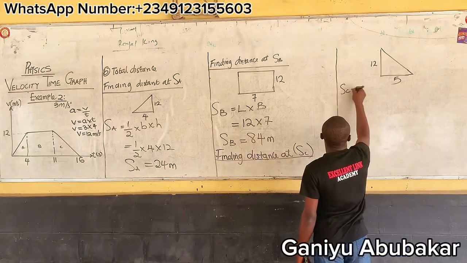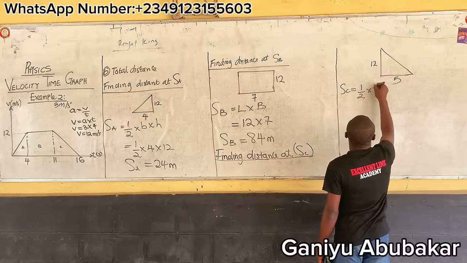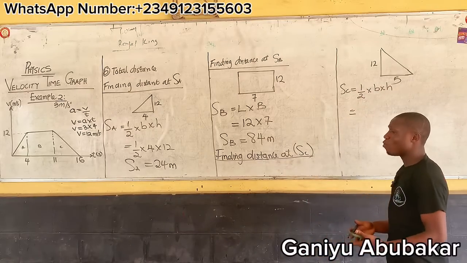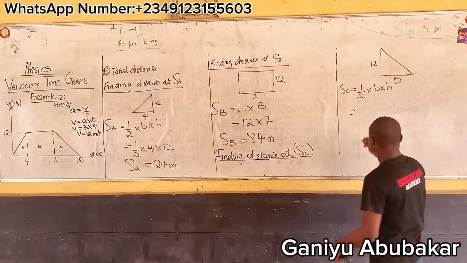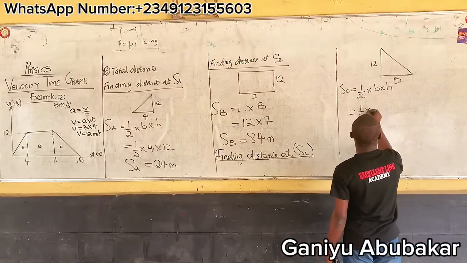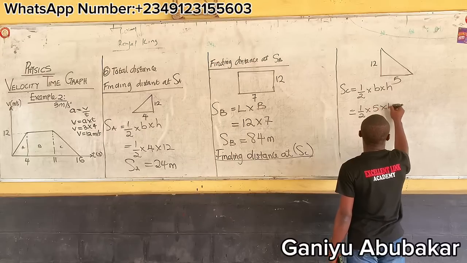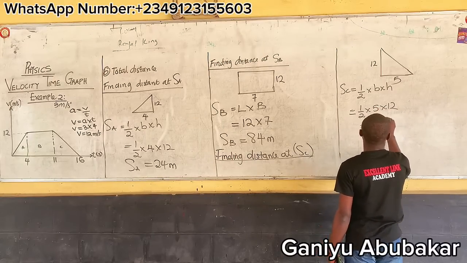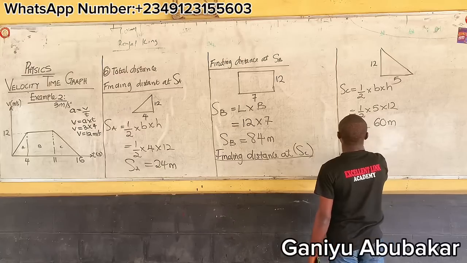What's my SC? Half times base times height. We said finding distance means looking for the area of each section. So because it is a triangle, half. What's my base there? 5 times. What's my height? 12. What's my answer here? 30 meters. That's SC.